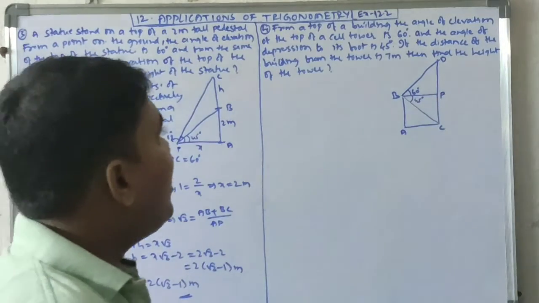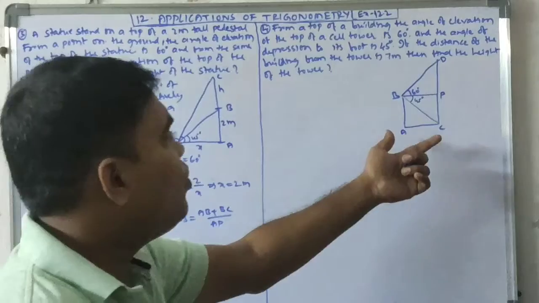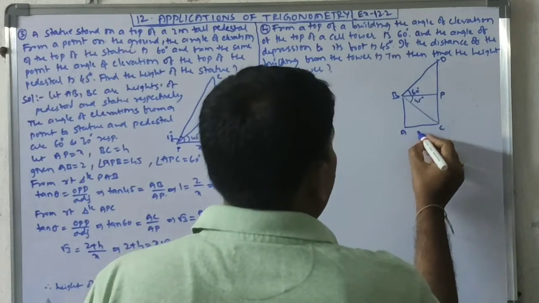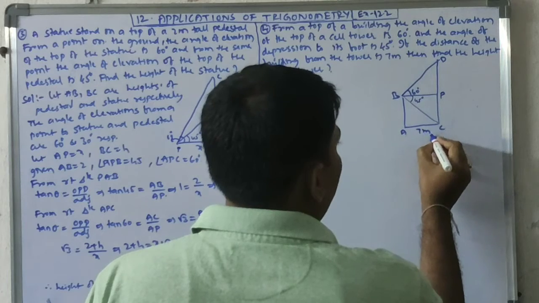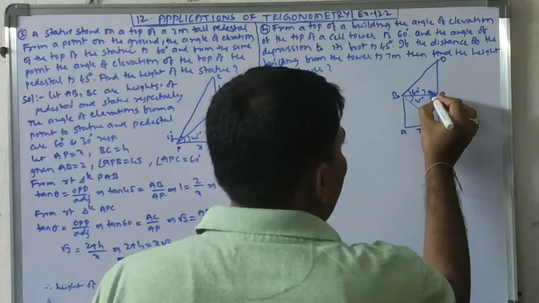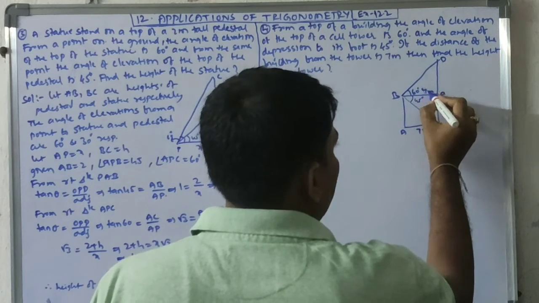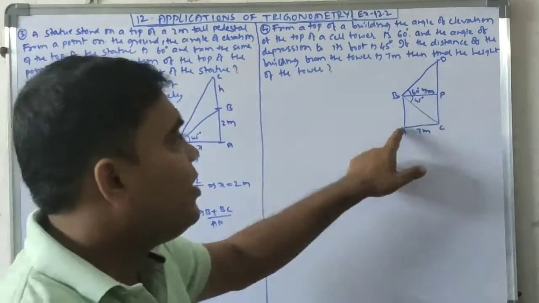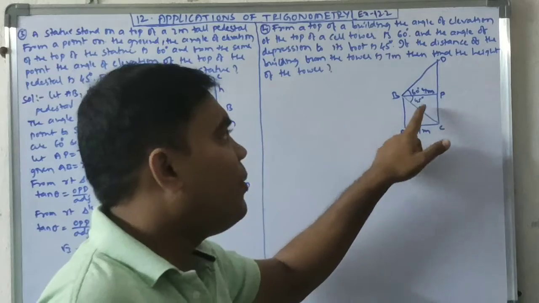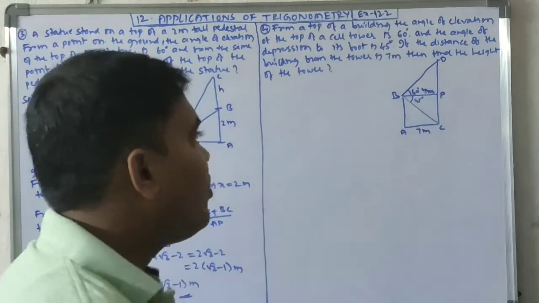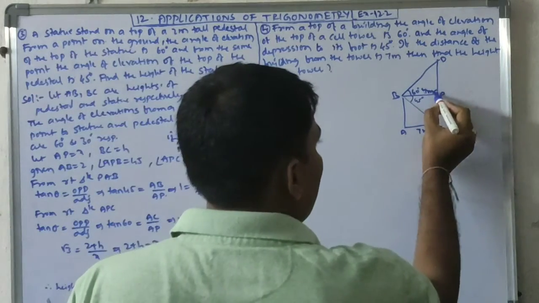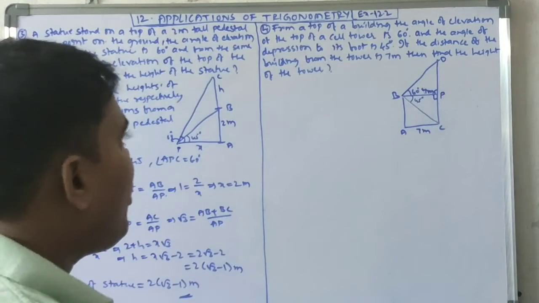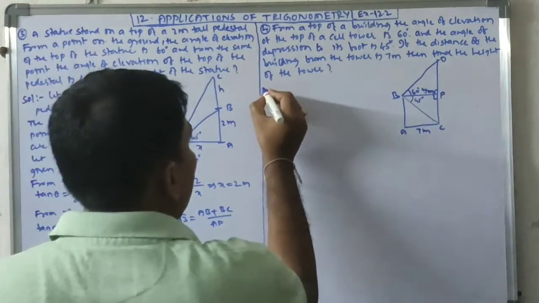The distance between the foots of the building and the tower is 7 meters. If it is 7, then this is also 7 meters. Since it forms a parallelogram, opposite sides are equal. So this is a right angle, and this is also a right angle. Now I will write the information given.